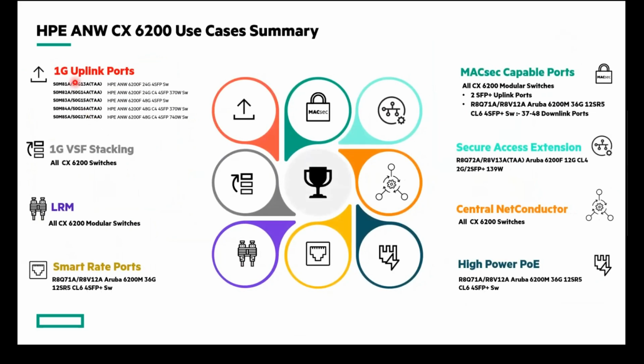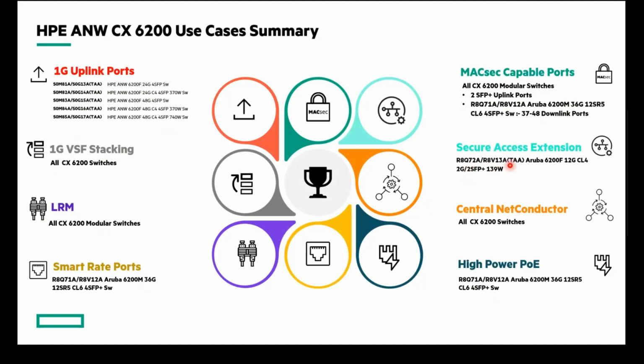This is a summary slide for an overall picture of our 6200 use cases that got enabled in 2023. I have listed the SKUs that support the 1 gig uplink ports. The 1 gig VSF capability is supported in all 6200 series switches. LRM is in all the modular series of switches. We do have one smart rate SKU. And as I said earlier, for MACsec capability, all the modular SKUs support MACsec on the SFP+ uplink ports, and there is a smart rate SKU that supports downlink ports as well.